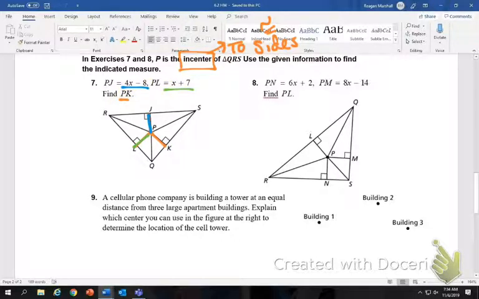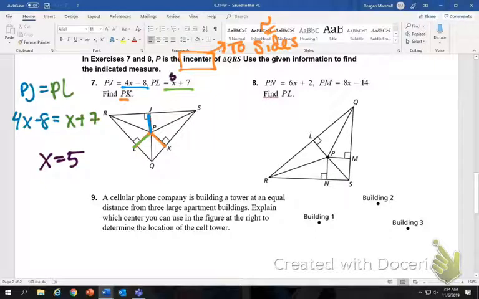So I'm going to set PJ equal to PL. So PJ is 4x minus 8. PL is x plus 7. So I'll just tell you what x is. X is 5, so plug it back in. 5 plus 7 is 12. You can check in the other one as well. 4 times 5 minus 8 is also 12, so PK is 12.